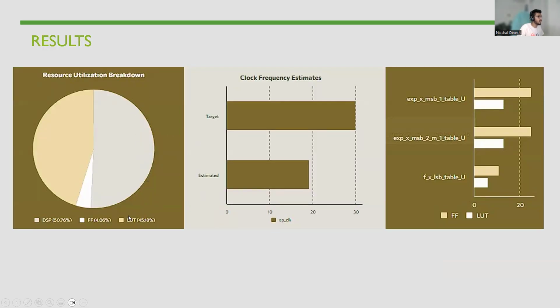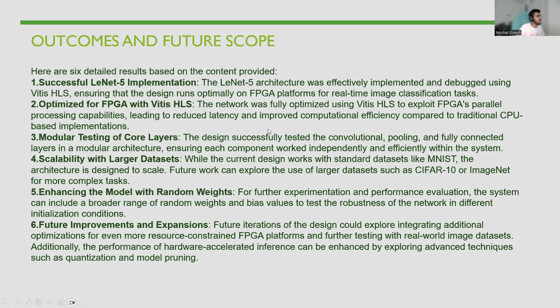So you can see that LUTs take about 45.18%, flip-flops just take about 4.06%, and DSP takes 50.76%, which is the highest. And for clock frequency, your target is 30, but your estimated is about 18. And then you have your flip-flop versus LUTs in terms of various tables, DSPs, as you can see here.